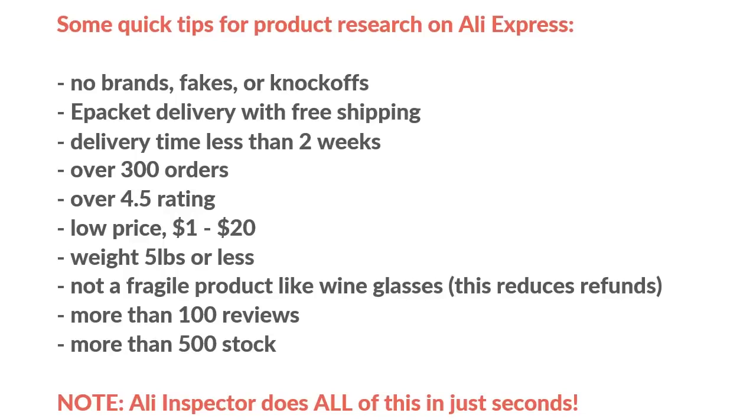And then you want to see products that have over 300 orders, a rating over 4.5, and you want to look for low-priced items so you can mark them up pretty high, so between $1 to $20. Also, you want to look at products that don't weigh a lot because it will cost more for shipping. And try to stay away from fragile products like wine glasses. Those types of things can really reduce refunds. In addition, you want to look for products that have more than 100 reviews and have at least 500 in stock. And the cool part is, AliInspector can do all this in just seconds.